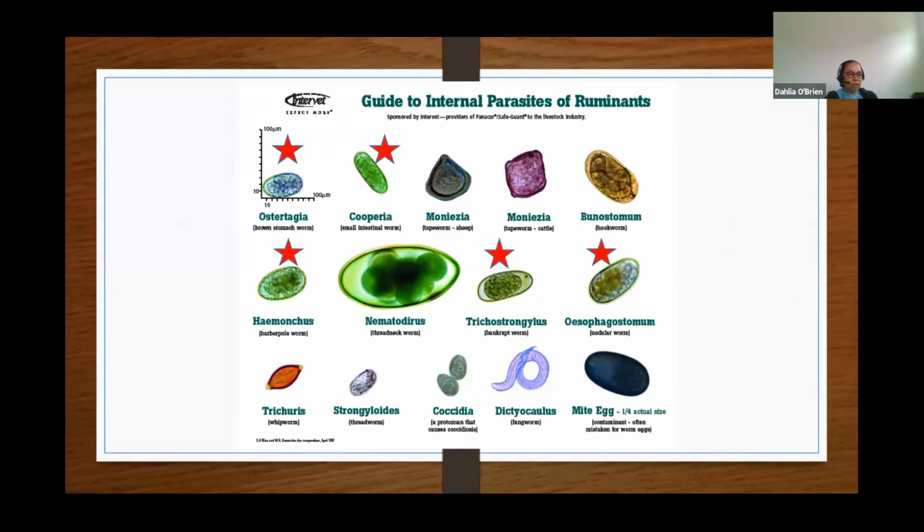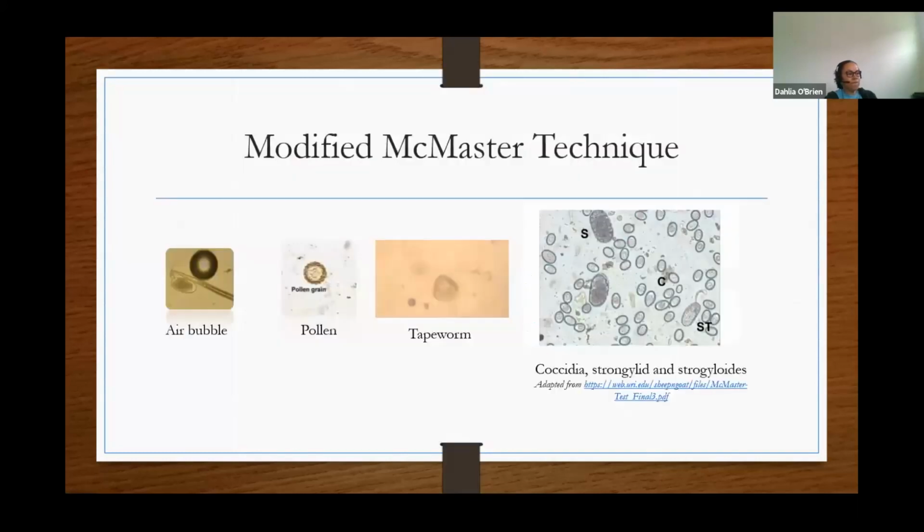We don't count coccidia eggs either when we're doing a fecal egg count. You can count them separately as well, but not in this total count that we're looking at. Again, we're looking at the larger oval-shaped worms, including your Haemonchus and your Trichostrongylus worms. Here are some things that you'll see commonly when looking under the microscope at these slides.